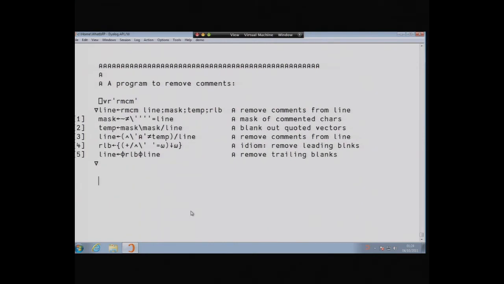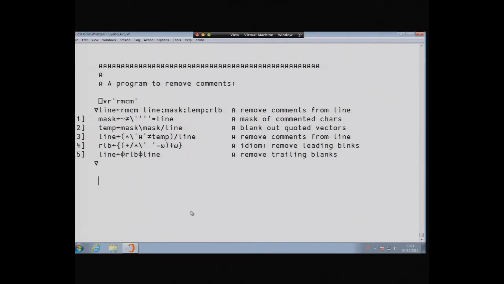This is a tradfn. It's given a line of APL, and it's going to remove comments and return a result. The only tricky thing is, if we look at, say, the middle line, and we wanted to remove the comment, we can't just look for the lamp symbol because it may be quoted. So if I was removing the comments from this line, I want to start from there to the right, not from here to the right. That's the only trickiness in this.